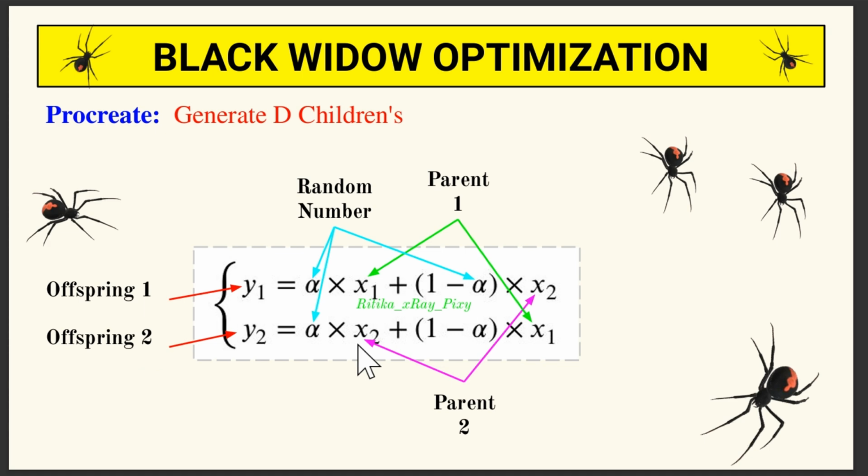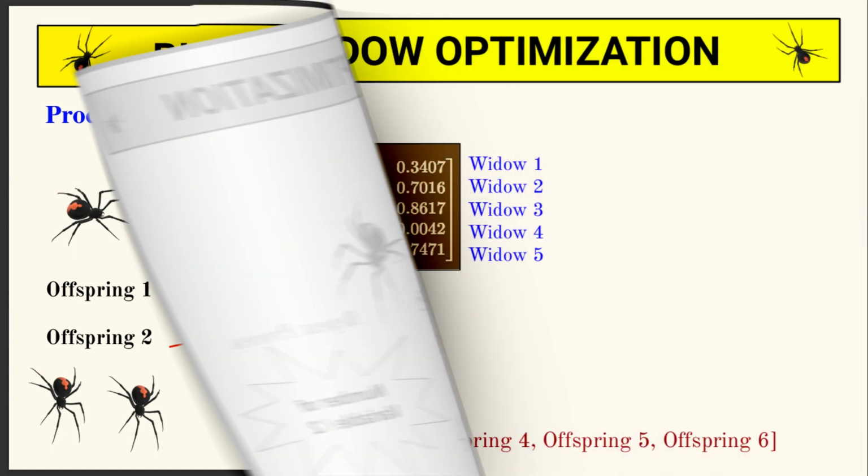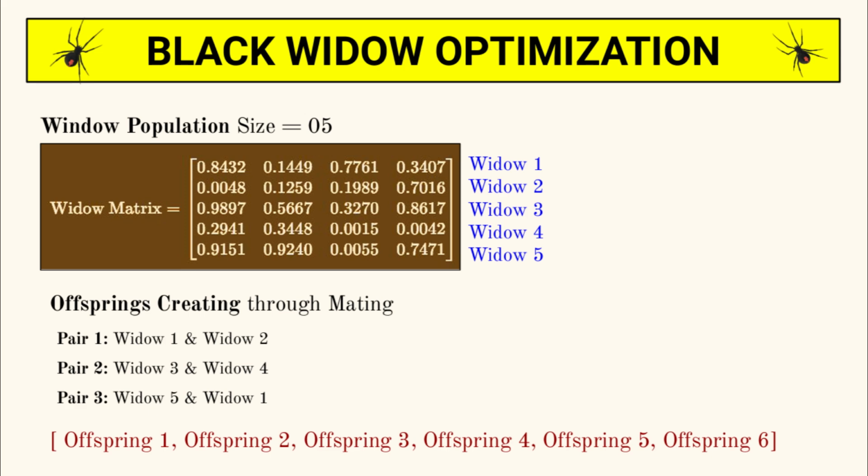So using this equation, we will perform this. Y1, the first offspring, is equal to alpha times x1, that is the first parent, plus 1 minus alpha, where alpha is our random number, times the second parent x2. Like that we have y2 equal to alpha times x2 plus 1 minus alpha times x1. To ensure that the random pairs are unique, this process is repeated for number of variables divided by 2. Suppose we have 4 variables, 4 divided by 2 is 2, that is half the number of variables. So this will repeat 2 times.